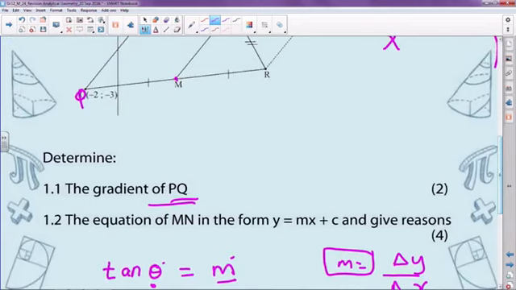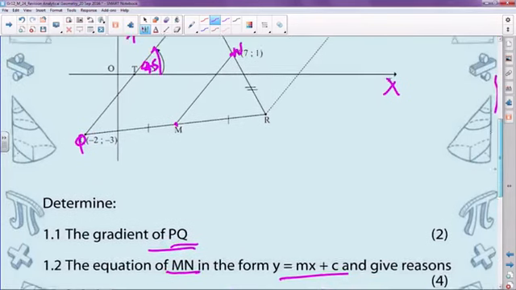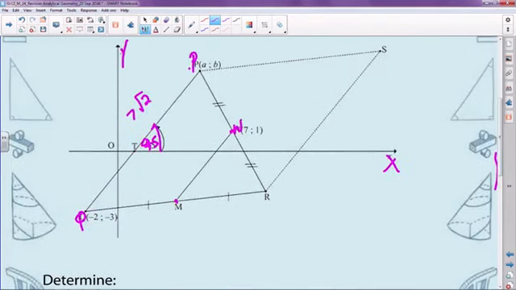The next question says, find the equation of MN in the form y equals mx plus c and give reasons. Now remember, you're dealing with a straight line, right? So what do you need in order to find the equation of a straight line? You need the gradient and you need the y-intercept. Do we have the gradient of MN? Well, it's not given directly.